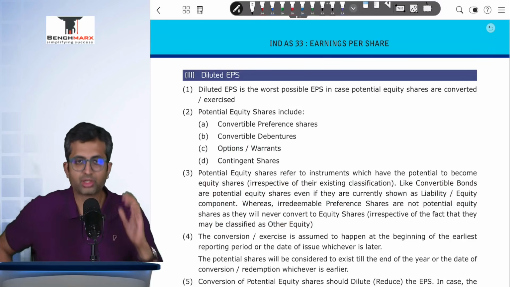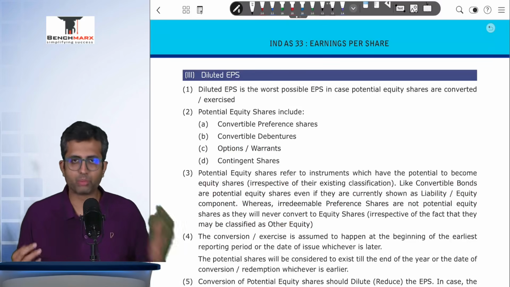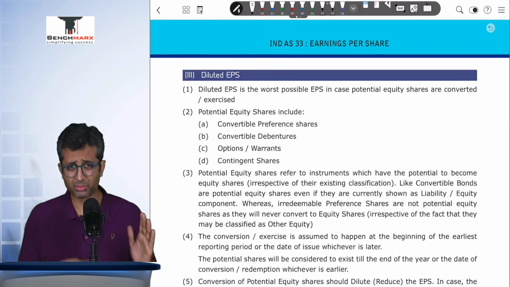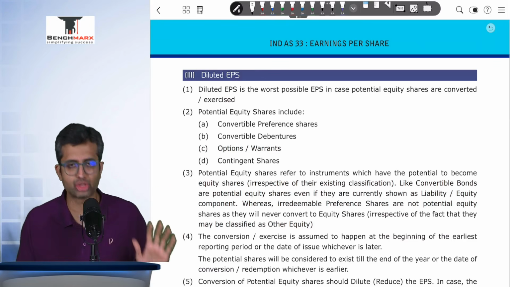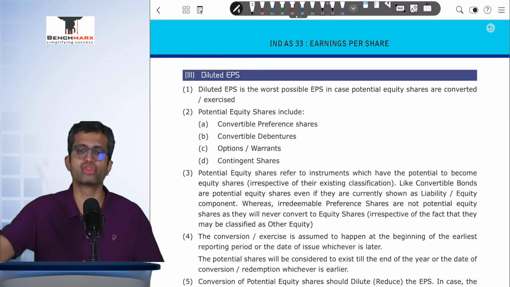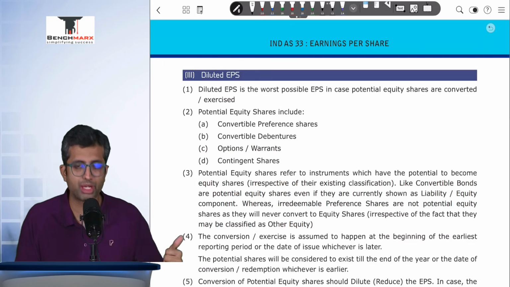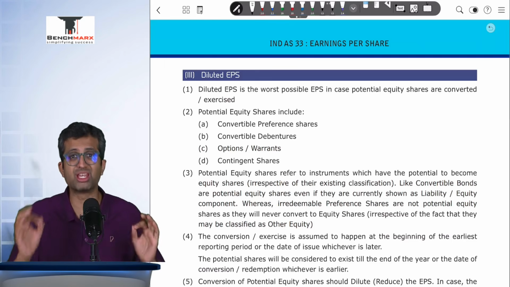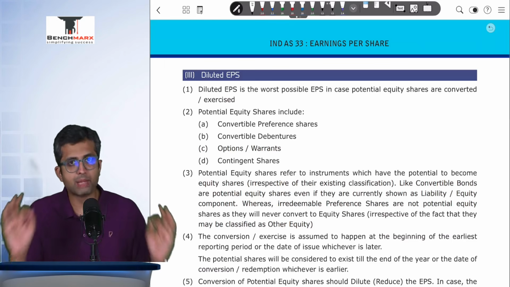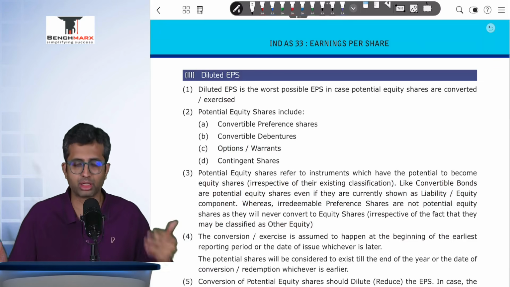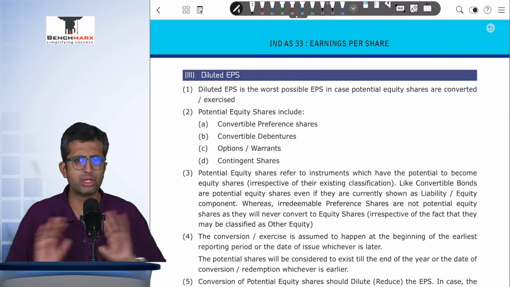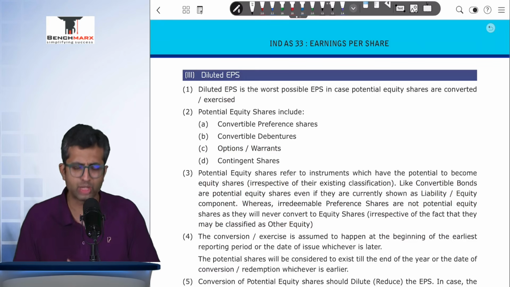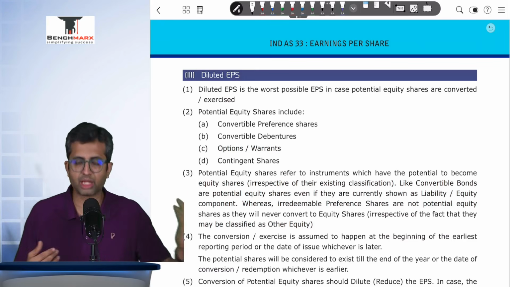So we'll continue further into the more important section from this chapter, which is on diluted EPS. Now, what does diluted EPS mean? It means that if a company has certain potential equity shares, which can be a convertible debenture, a convertible preference share, options or warrants, or contingent shares, they do have the potential to become equity shares. Remember, how they are currently classified does not really matter. They may be currently classified as an equity item or a liability item. They have to have the potential to become equity shares to be taken for the purpose of diluted EPS.